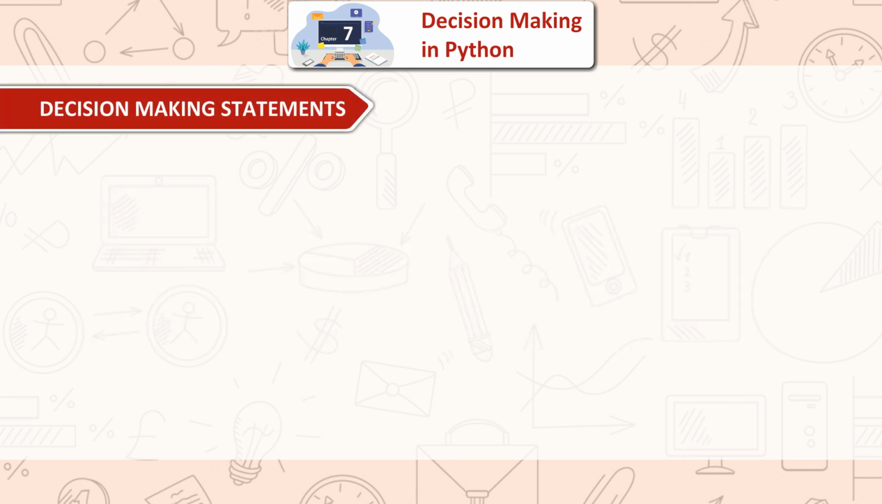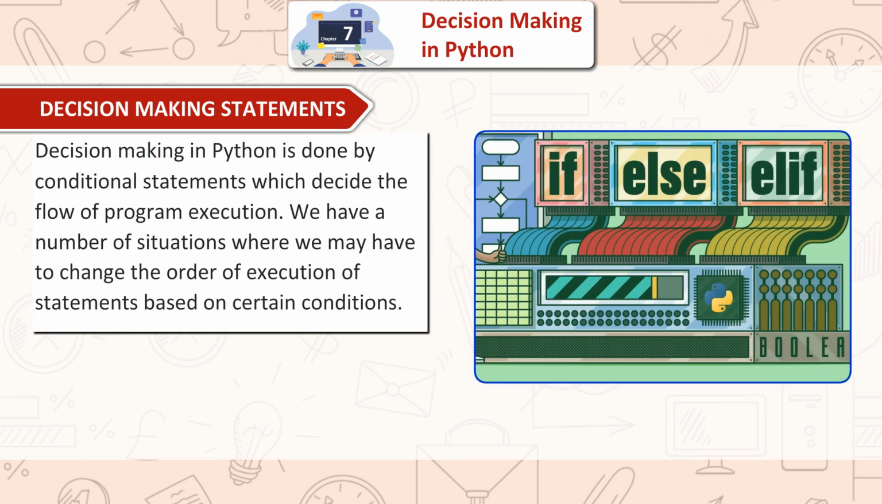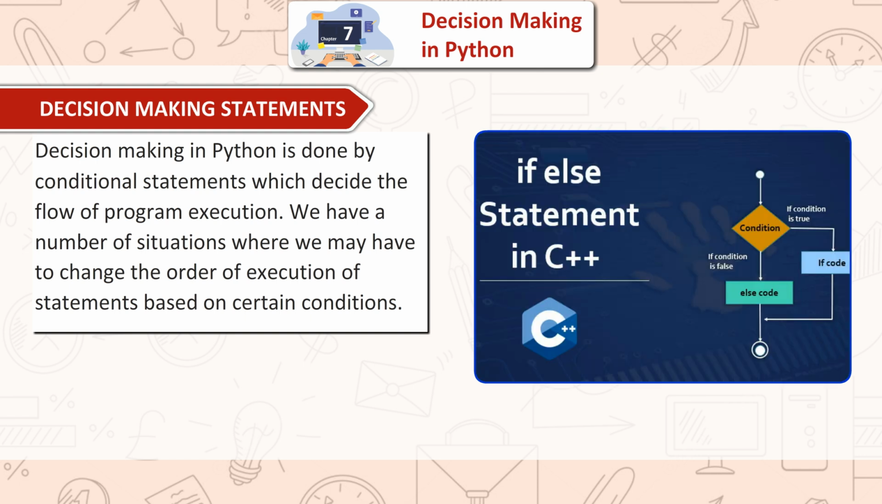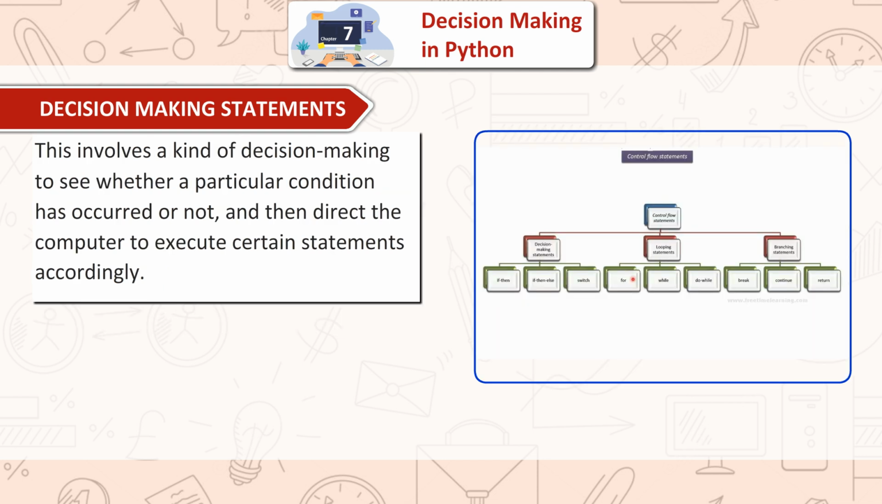Decision-making statements. Decision making in Python is done by conditional statements, which decide the flow of program execution. We have a number of situations where we may have to change the order of execution of statements based on certain conditions. This involves a kind of decision making to see whether a particular condition has occurred or not, and then direct the computer to execute certain statements accordingly.